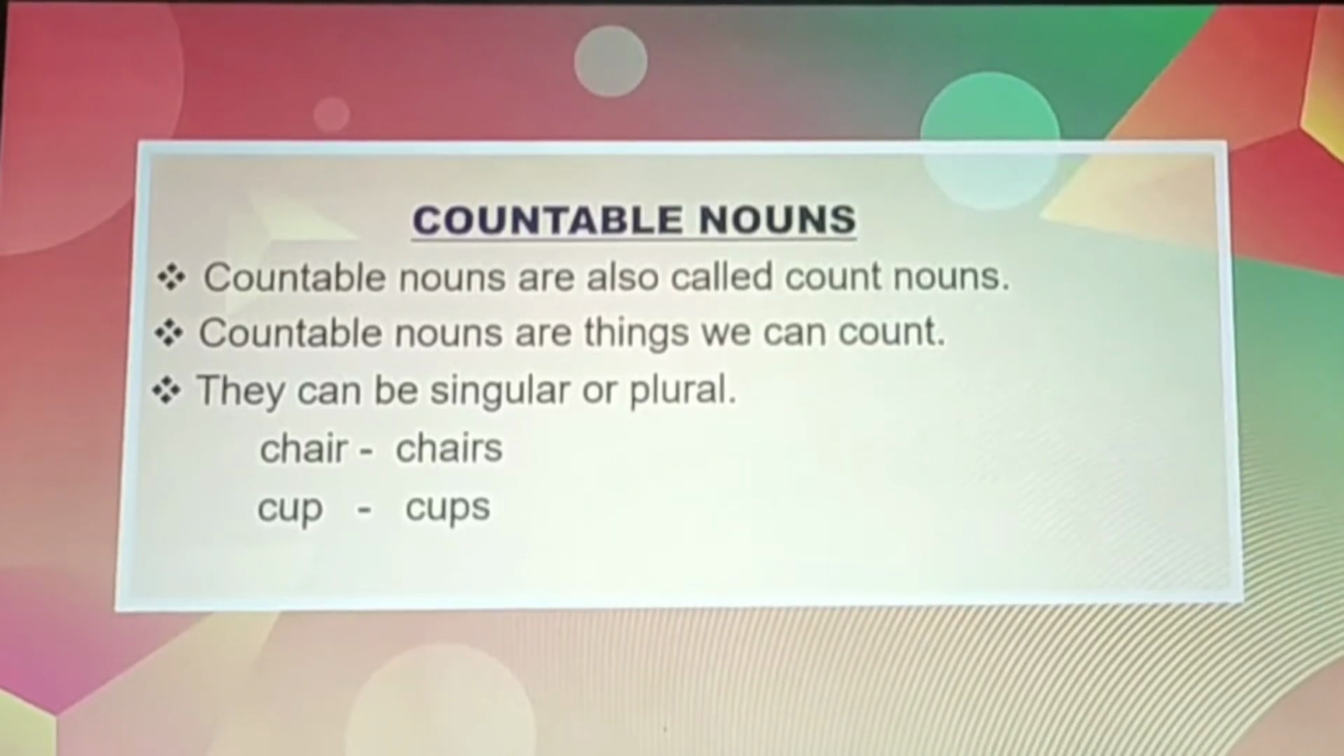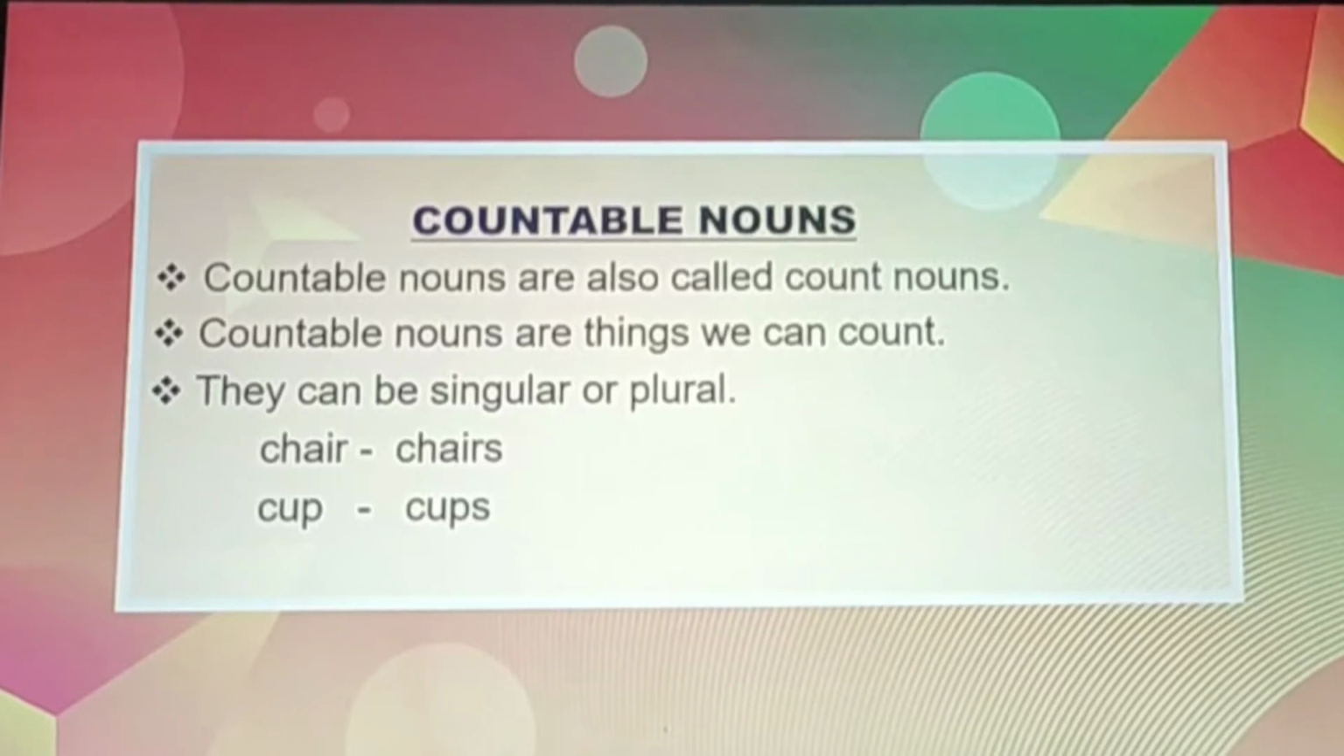It is also called count nouns. Why are they called count nouns? So countable nouns simply means things that we can count. You all know what is the meaning of count, right? So whatever things we can count are classified as countable nouns. So noun is the name of a person, place, animal, thing or an idea. So if we can count those nouns, they are called countable nouns. Hence, countable nouns are also called count nouns.